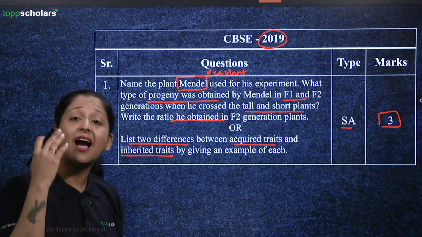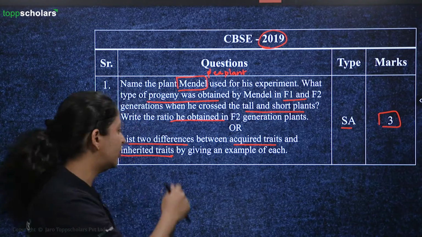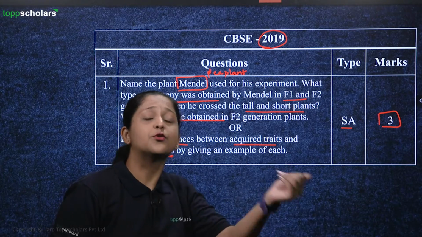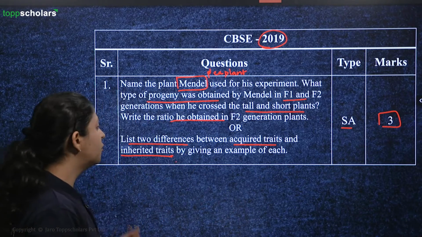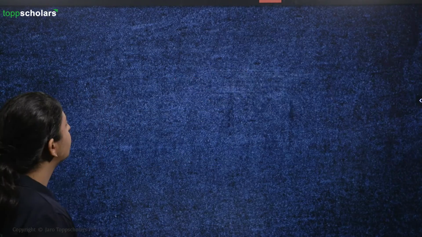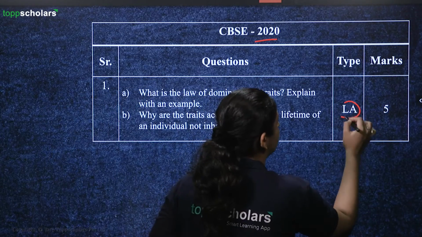Whereas having an eye color or hair color type or the height, all of these are your inherited traits because these are getting inherited from generation to generation. So you just have to state the differences and give an example of each. Correct? Let's go ahead.